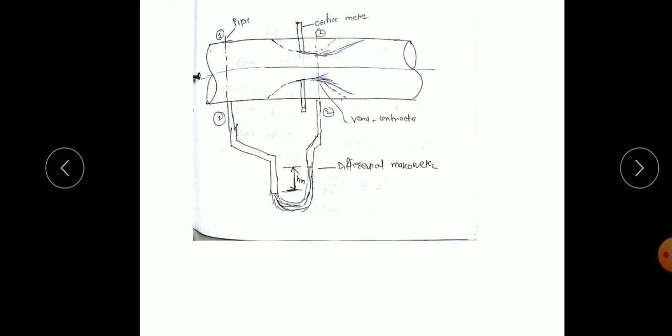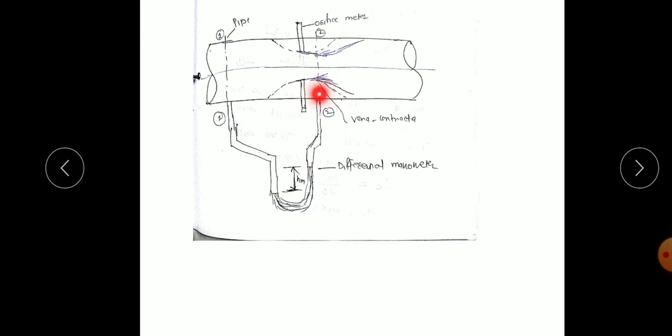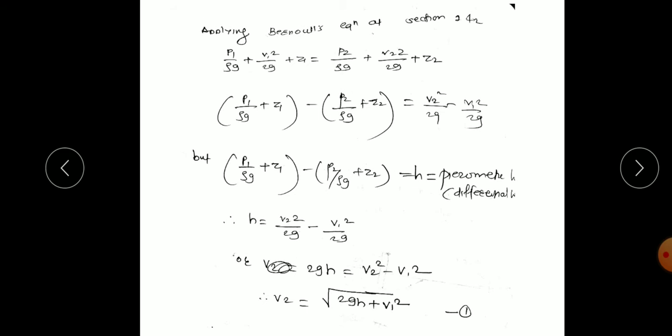So point 1 is taken at the upstream of the orifice plate, and section 2 is taken at the vena contracta, that is, after or downstream of the orifice meter. So we will now obtain the expression for discharge, that means the flow rate through the orifice. Again, this is an application of Bernoulli's equation, applying it at sections 1 and 2.